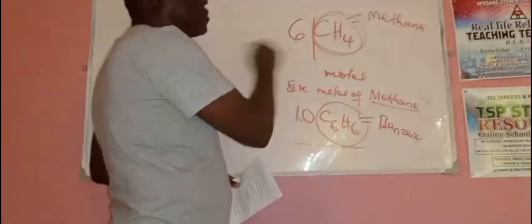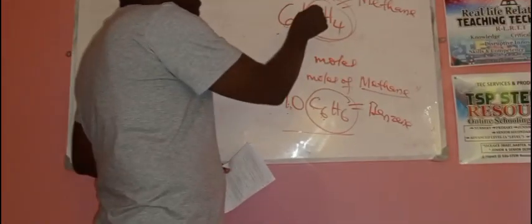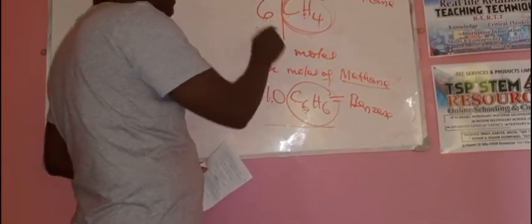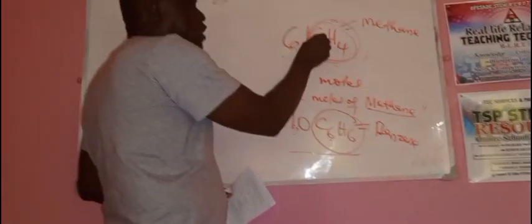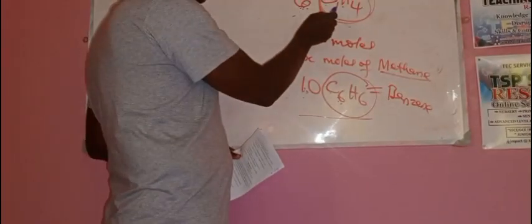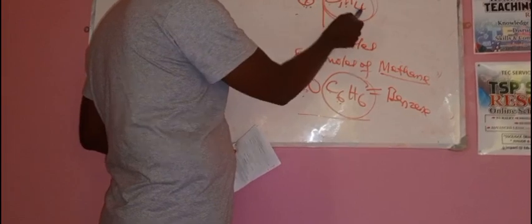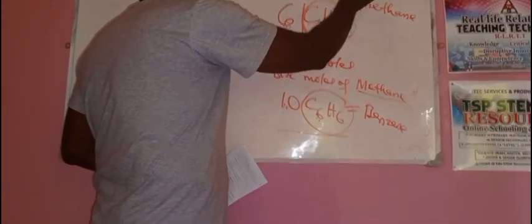Now, if I ask you another thing: how many atoms of carbon are in 6 moles of methane? This 6 multiplied by this one that has no number, it means it is 1. So 6 times 1, 6. It means there are 6 carbon atoms. How many atoms of hydrogen do we have here? You multiply this by this. 6 times 4, 24. It means there are 24 hydrogen what? Atoms.